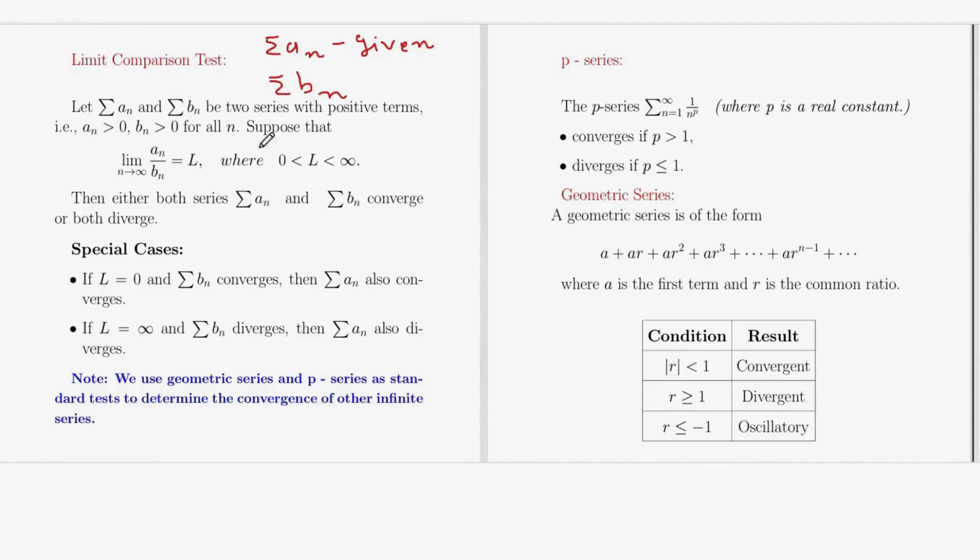Third step, what do we have to do? Find this limit. If L lies in this range, then what can we say? If series BN is convergent, then AN series is also convergent. If BN is divergent, then AN is also divergent. In this test it will not happen that if AN is convergent then BN is divergent, or if BN is convergent then AN is divergent. If this condition is satisfied, then both the series AN and BN converge or both diverge. These two series have the same behavior.